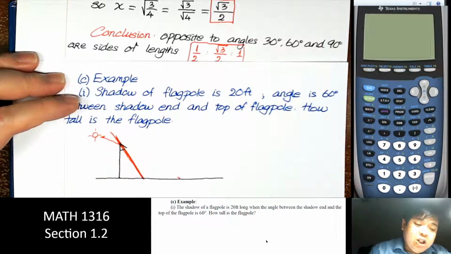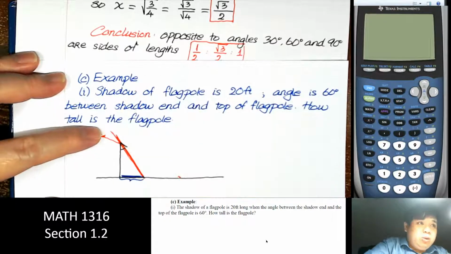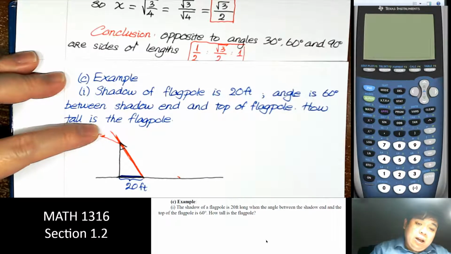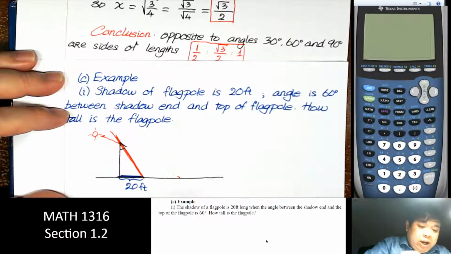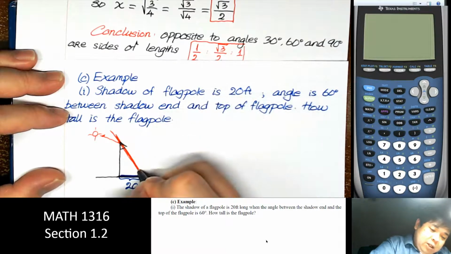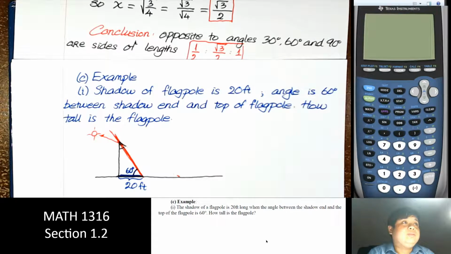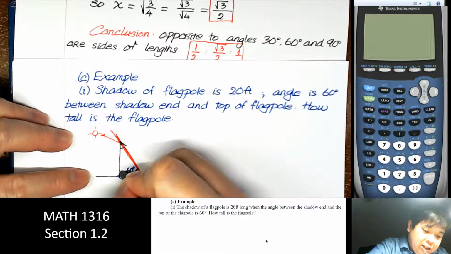So the shadow of the flagpole is 20 feet long. When the sun casts the shadow, this is the shadow, and that is 20 feet. And the angle is 60 degrees between the shadow and the top of the flagpole. So this is 60 degrees. Right? And of course the flagpole should be 90 degrees.